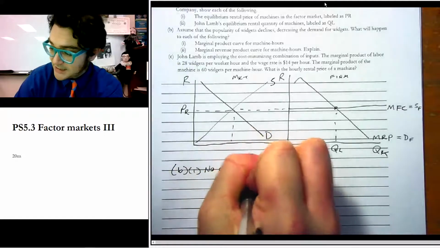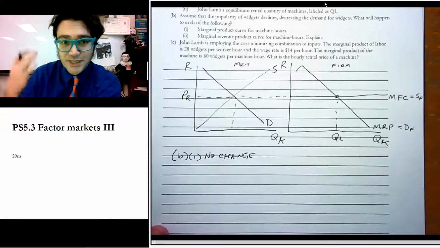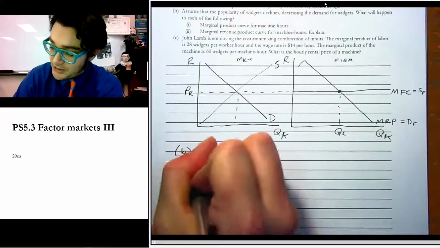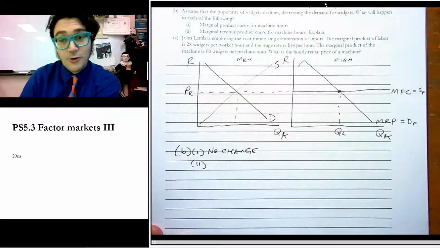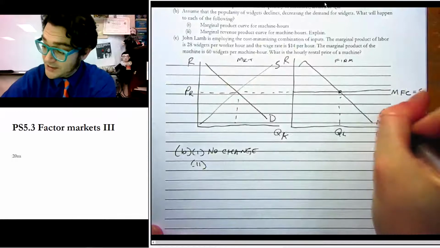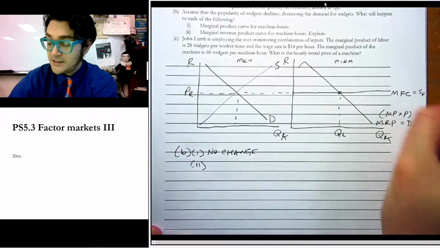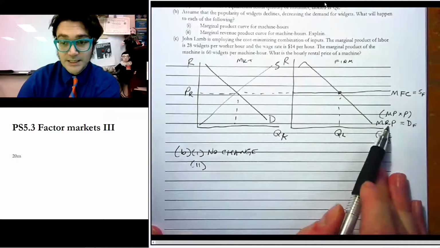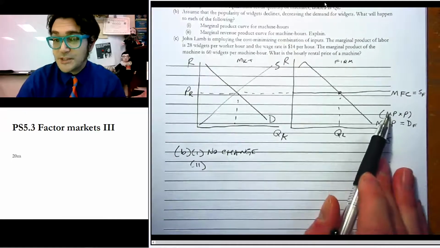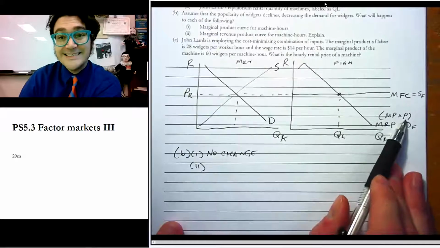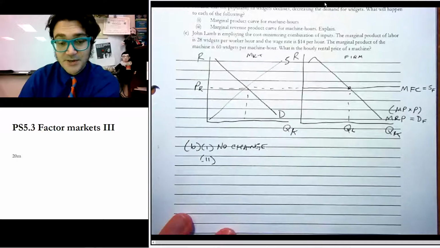It doesn't ask for an explanation here, but if it did, you could just say the productivity of the machine, how many units it can make, didn't change. B2, the marginal revenue product for machine hours, explained. Marginal revenue product is the marginal product, how many units the machine can make, times the price. It's the additional value of those marginal product units. The marginal product units didn't change, but the price did. The demand for widgets changes, so we would anticipate the price changes.